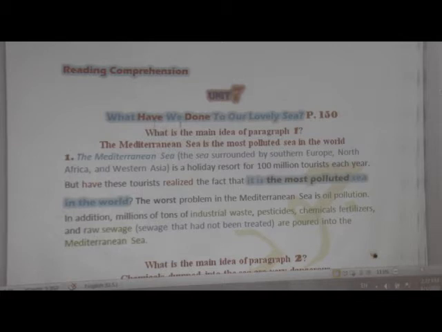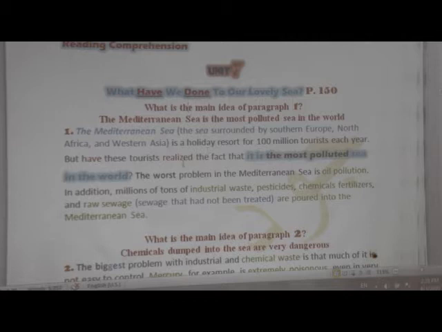Now, what have we done? Here it is in red for you. What have we done to our lovely sea? And here I underline the form of the present perfect for you. Now here again another example where present perfect tense is used.